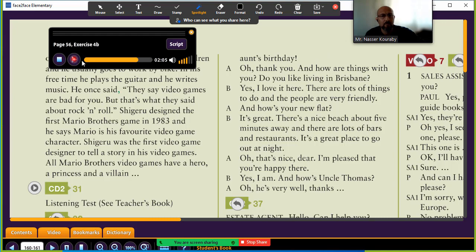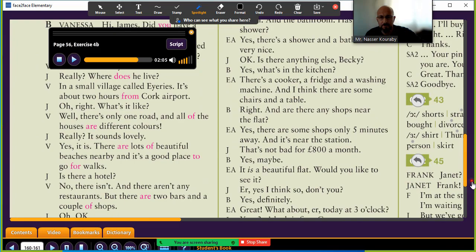Okay, so here we don't have the weak form. It's only here in the first and second conversation. Okay? So that's what we mean by weak form.